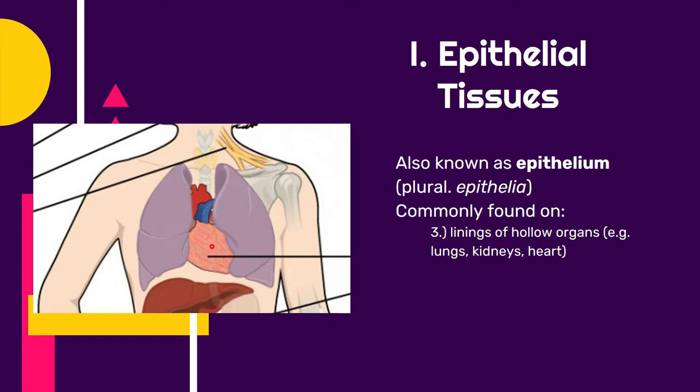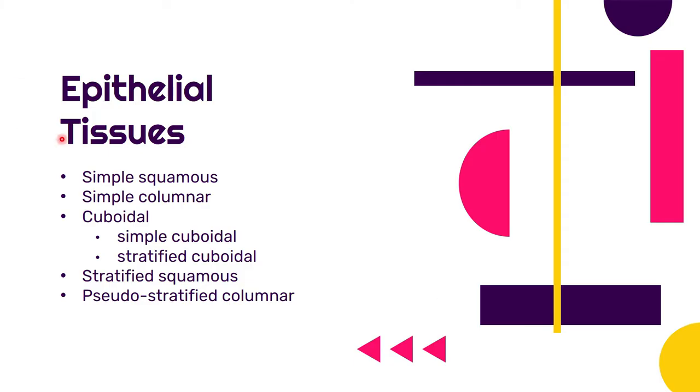So our hollow organs, such as the heart and the lungs, are surrounded by epithelial tissues, or they line the lungs, the heart, the kidneys. That is because this epithelial tissue will serve as a boundary to other organs. Okay? So epithelial tissues have specific types.